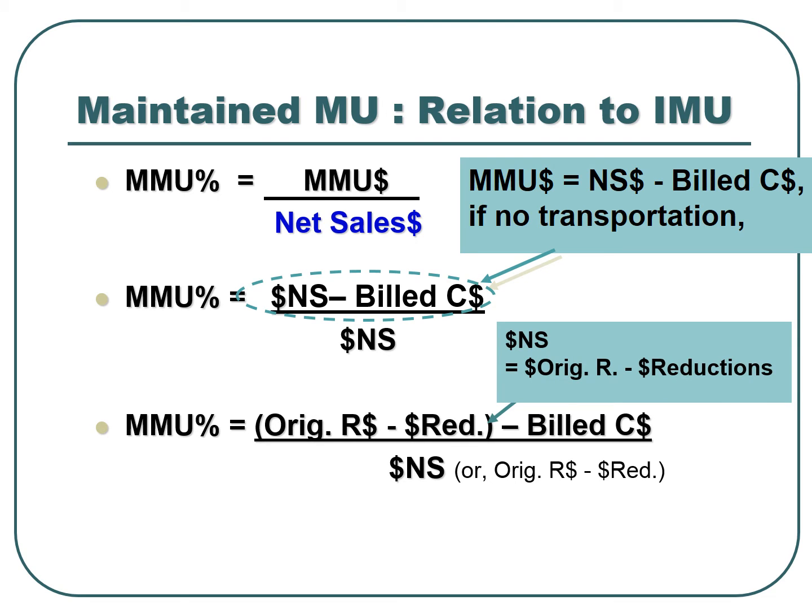Then in the previous slides, we found that net sales is equal to original retail minus reductions, right? In the example from the previous slide, the net sales of $9 were calculated based on the original retail of $10 minus the reduction of $1, right? So we can replace the net sales portion of the previous MMU percent formula with the original retail minus reductions. That gives us the MMU percent formula of original retail minus reduction minus build cost over net sales, or we could even replace this net sales at the denominator with the original retail minus reductions as well.